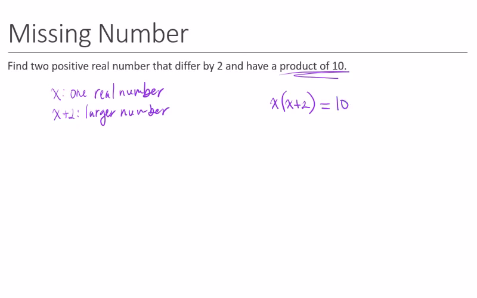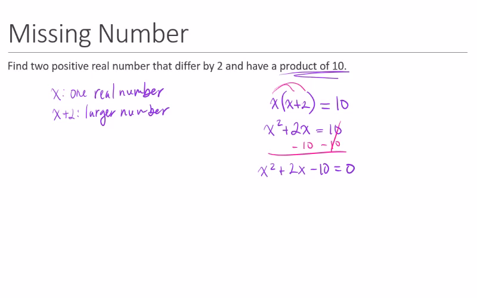All right, so then you multiply the values together. So x squared plus 2x equals 10. So we can subtract 10 from both sides, and so you get x squared plus 2x minus 10 equals 0. All right, and then from there you can do the quadratic formula, or you can factor.